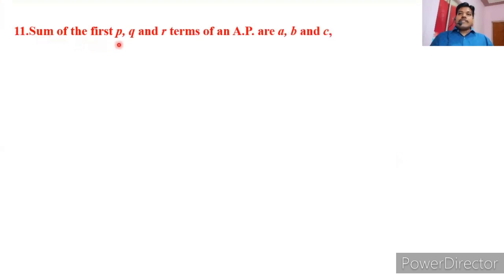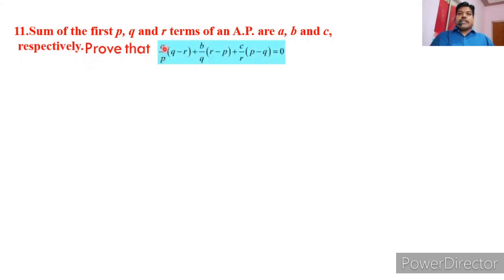The sum of first p, q and r terms of an arithmetic progression are a, b and c. So what is the question? Sum of first p, q, r terms. Sum of first p terms is a, sum of first q terms is b, and sum of r terms is c, respectively. Prove that a by p into q minus r plus b by q into r minus p plus c by r into p minus q is equal to 0.